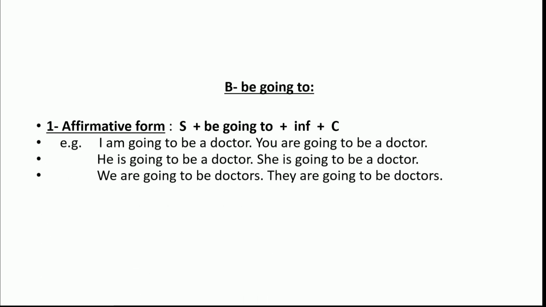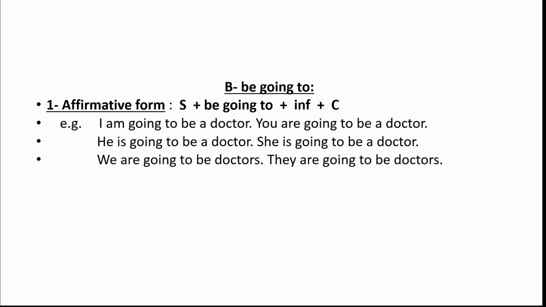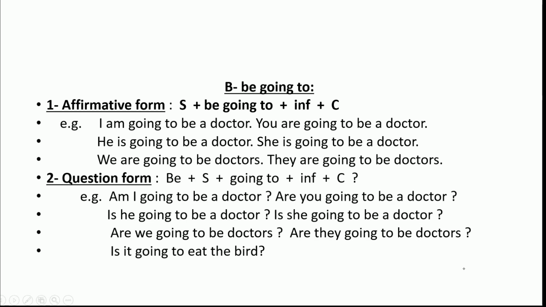Again, be going to. The same thing, but instead of will, it's going to. We use I am going to, he is going to, we are going to, and the base form. The question: we start with the verb to be, then subject, then going to, and infinitive with complement.